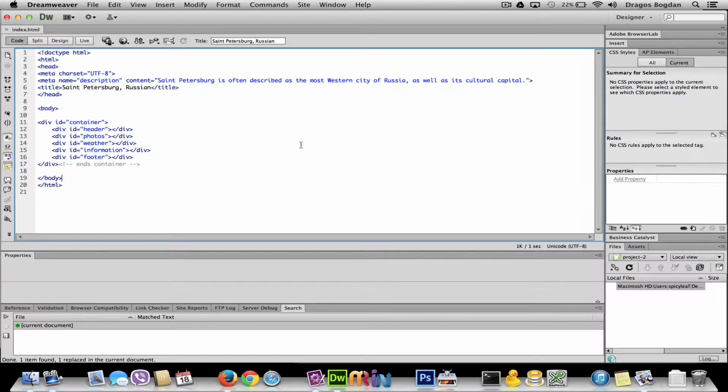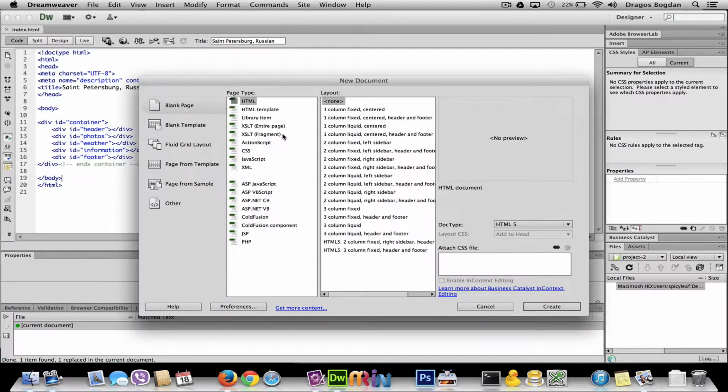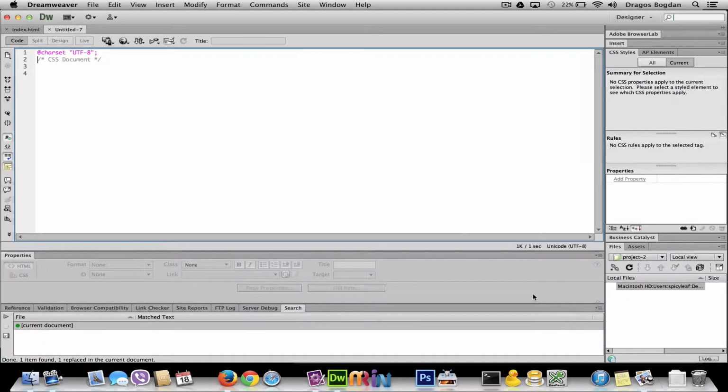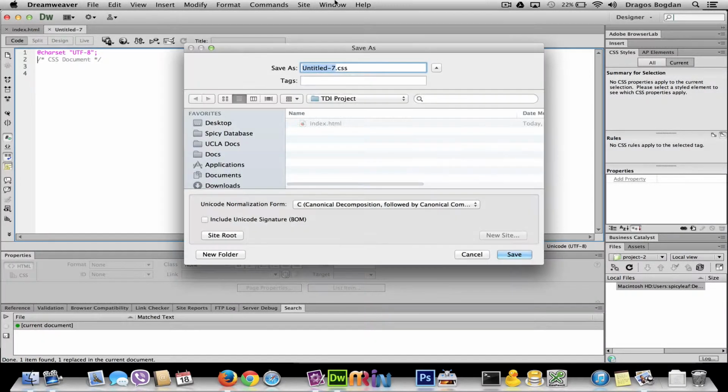So the next thing I want to do is create a CSS document and attach it to this page. And I'm also going to apply that Eric Meyer CSS reset and really uber basic styling for this page. So let me start by firing up a new CSS document. Here we go. As always, save it. Let's say style. And there we go. Looks good to me.